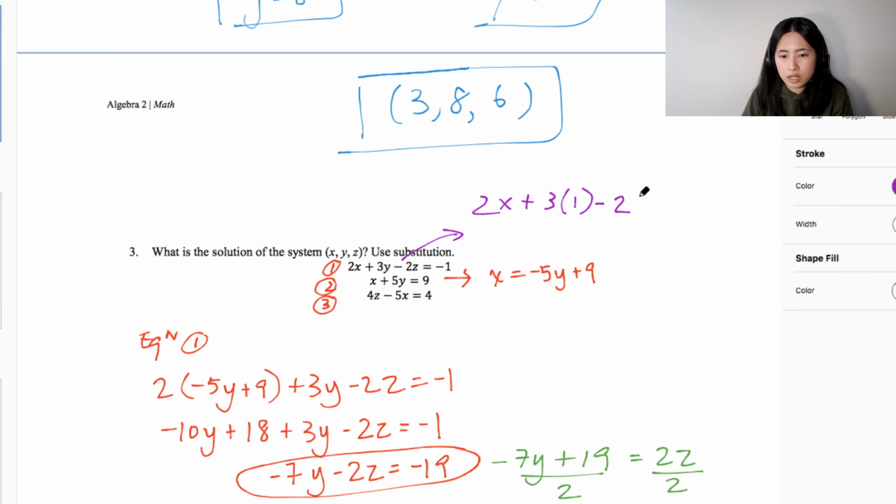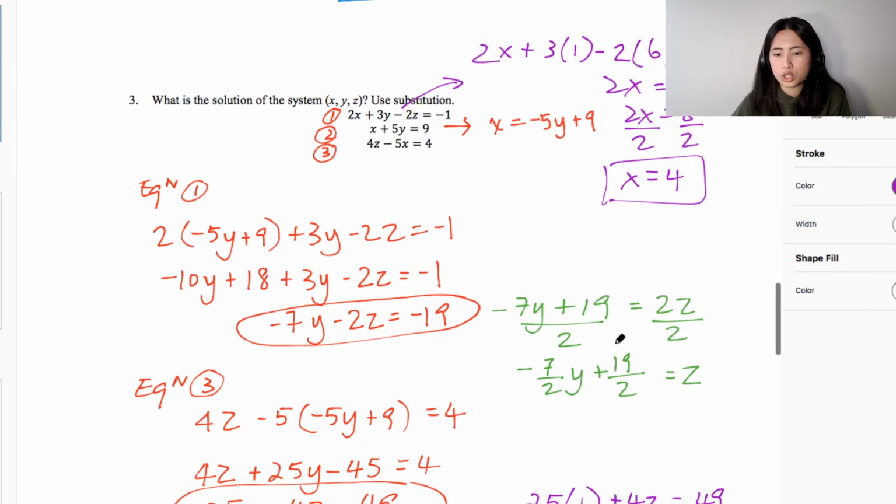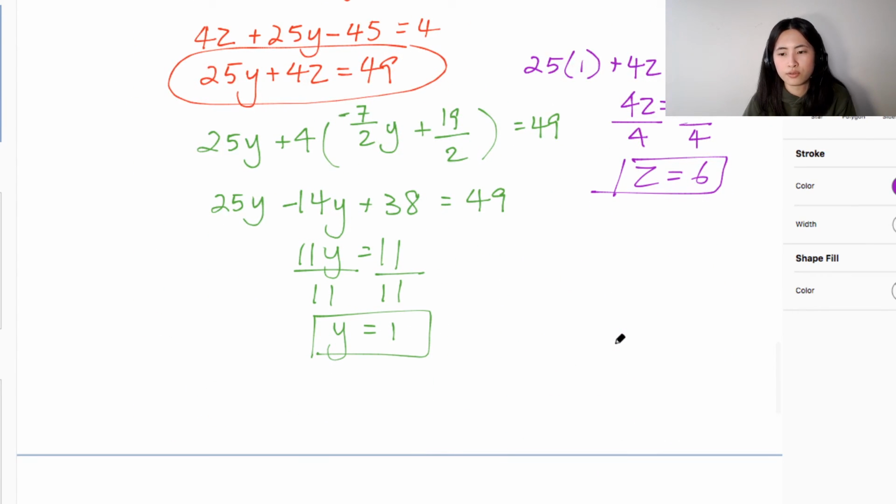So this is minus 2 times 6, which is equal to negative 12. So as you can see, this is going to be 3 minus 12, right? So 3 minus 12 is equal to negative 9. So you would have 2x, which is equal to negative 1. And this is plus 9, so that's 8. So 2x is equal to positive 8. Dividing both sides by 2, you get x is equal to 4. Therefore, you know that your solution must be 4, comma 1, comma 6.